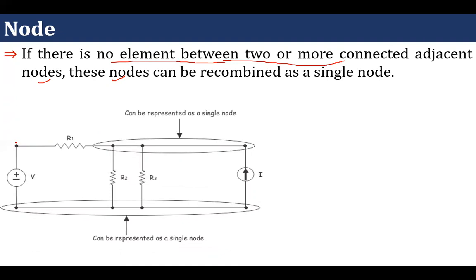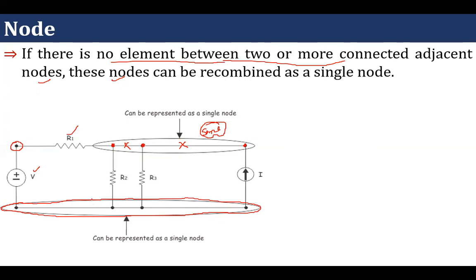It will be clear from this picture. Here we have a single node where two elements are connected, R1 and this voltage source V. But here we have three junction points, and there is no circuit element between two adjacent junction points. So these three are not three different nodes. All three junction points are the same node. You have to remember that if there is no circuit element between two adjacent nodes, then those nodes will be treated as a single node.